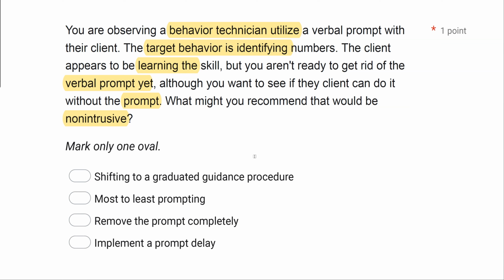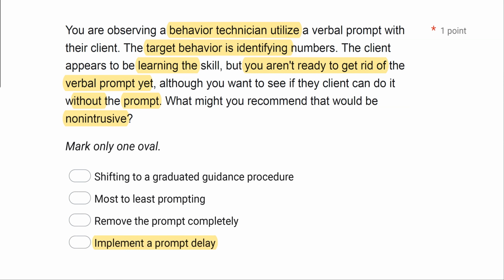C, remove the prompt completely. In the question, it says we aren't ready to get rid of the prompt yet, so we don't want to remove the prompt. What we're likely going to do is something called a prompt delay. With a prompt delay, you give the instruction, so show me 7. You wait and allow the learner an opportunity to respond, let's say 5 seconds, and then you give the prompt. In this case, we can see, is the client or the learner able to do it without the prompt? If not, we can still implement the prompt. That's called a prompt delay.